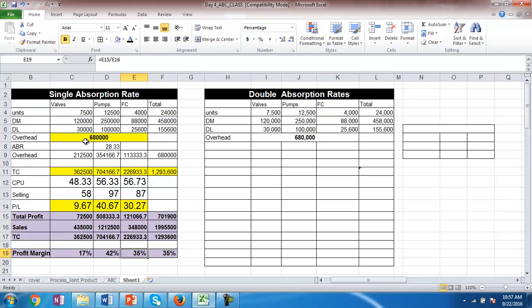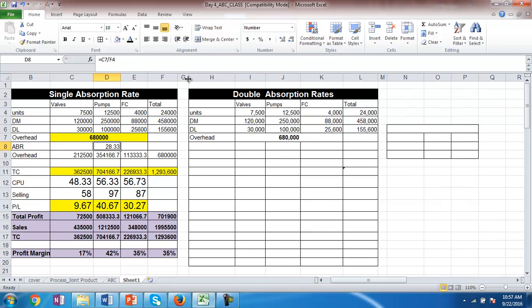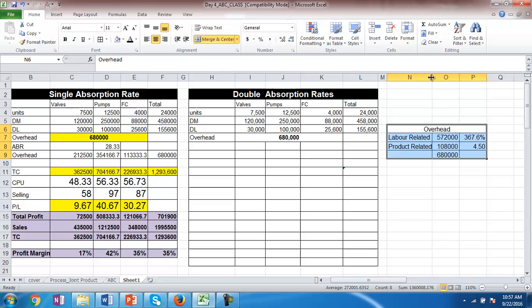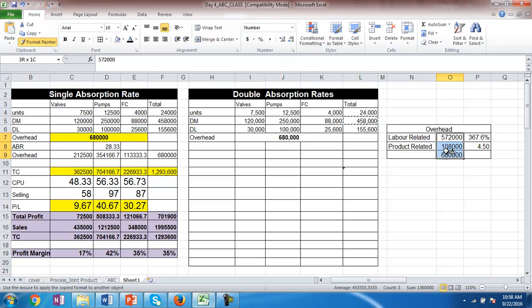But suppose we feel that this absorption is not very accurate, because it's possible that these overheads are not fully driven by volume of output. So let us investigate this nature of overheads and understand. So the additional exercise gives us this additional information, that we realize that out of the 680,000, 572,000 is the labor related overheads. That means they're driven by the labor.